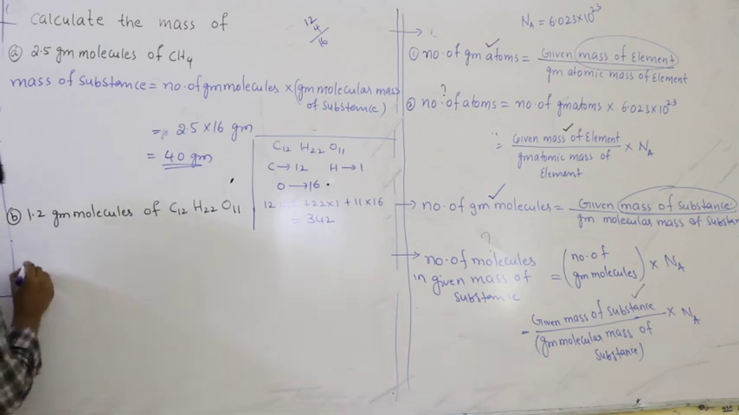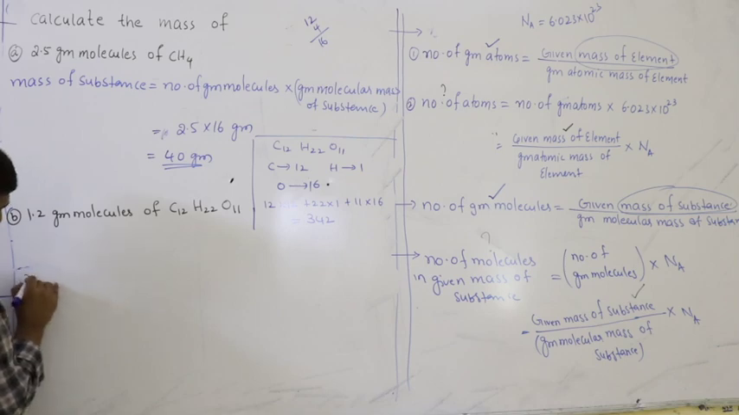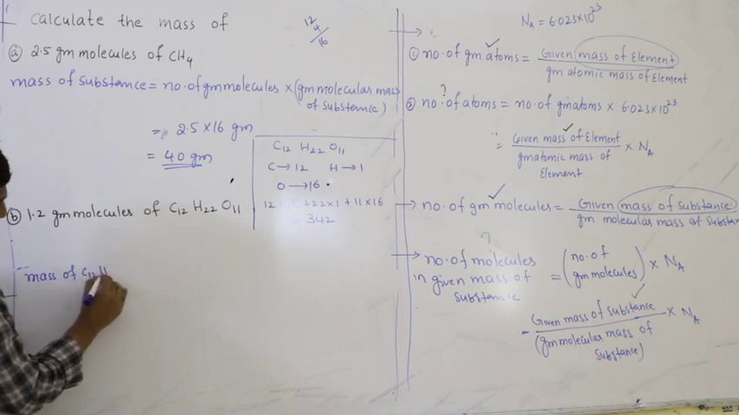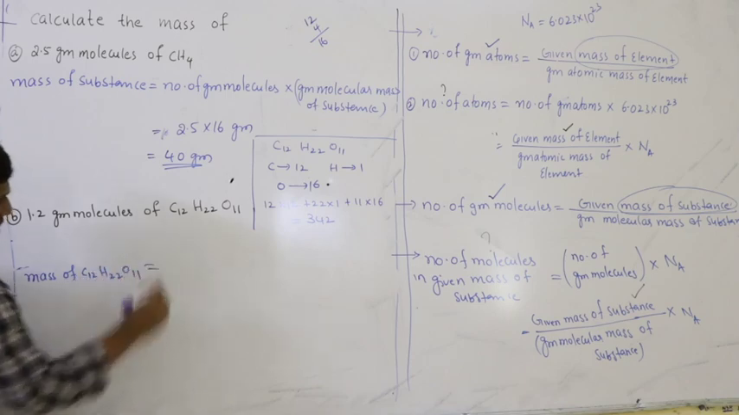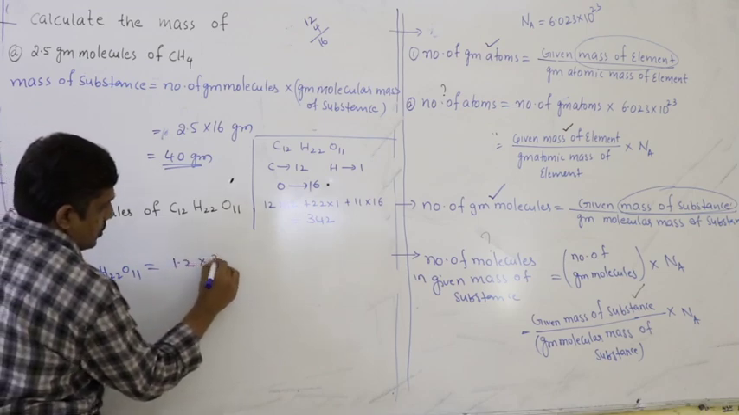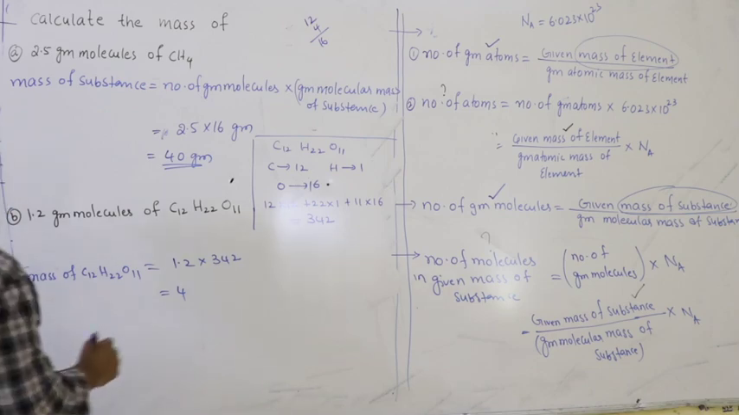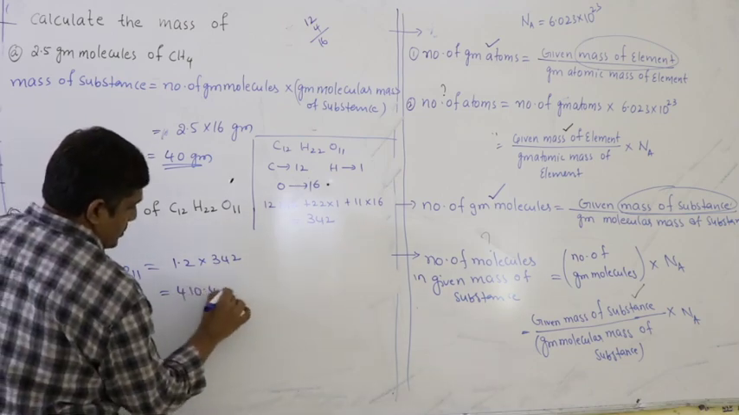Right. So let us find the mass. Mass of sucrose C12H22O11 is equal to number of gram molecules 1.2 into 342. So you will get around 410.4 grams.